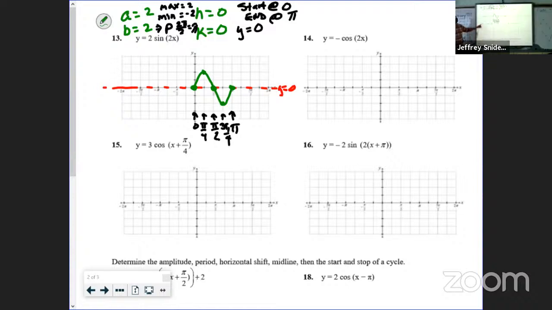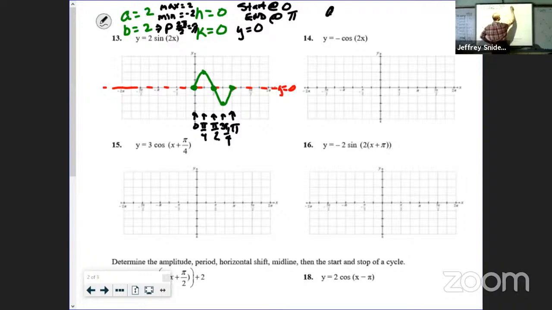How many cycles could I get on this entire graph paper here? 4. Beautiful. I can put another one here, and I can put 2 over here as well if I wanted. All right. Okay. Questions on that one? All right, number 14 is a little different.